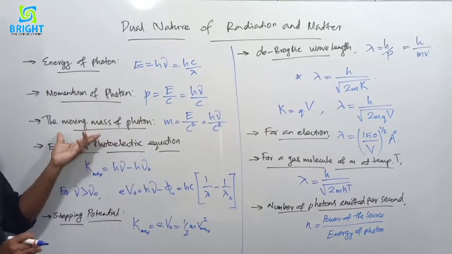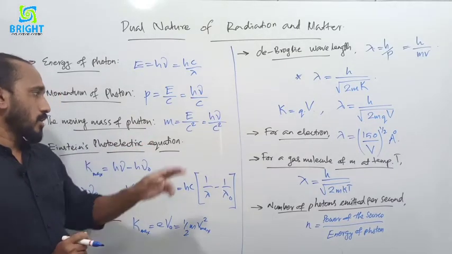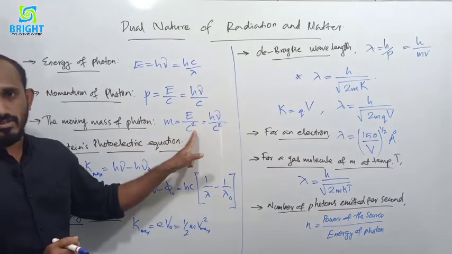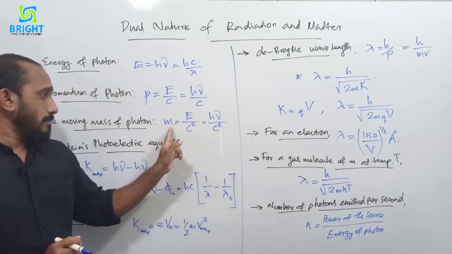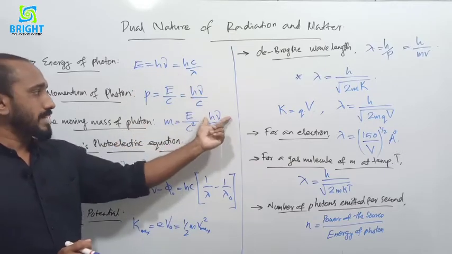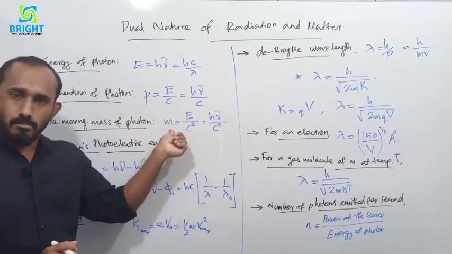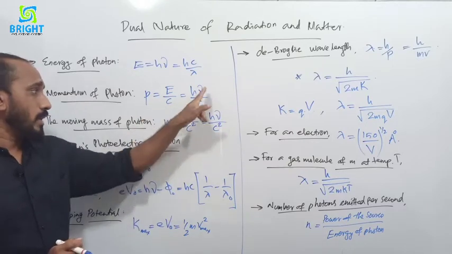And the moving mass of a photon: the mass m will be equal to E by c squared. This we get from Einstein's famous equation, E is equal to mc squared. So m is equal to E by c squared. Here energy is given by h nu, so h nu by c squared will give you the mass. From there only we get the momentum P is equal to h nu by c.